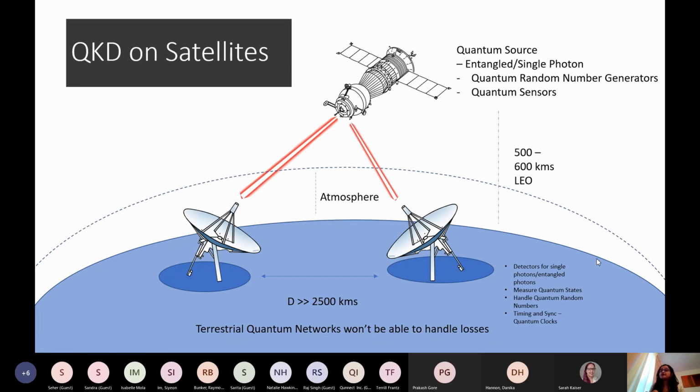But obviously this is a very simplified picture. It's not as easy to do satellite QKD, whether it be the atmosphere or not. We have to figure out what kind of photon sources we are going to be putting on the satellite. We have to figure out what kind of quantum random number generators we are putting on the satellite. We have to figure out what kind of sensors we are putting on it. We also have to figure out what kind of stuff the ground station needs to have to ensure that it can decode all the information from the satellite. How will it measure quantum states? How will it handle random numbers? How is it going to sync with the clock, which is on the satellite as well?